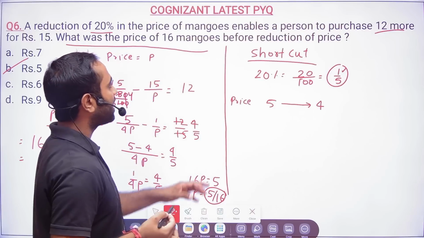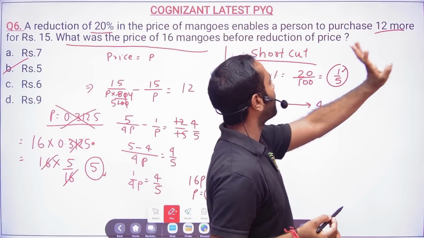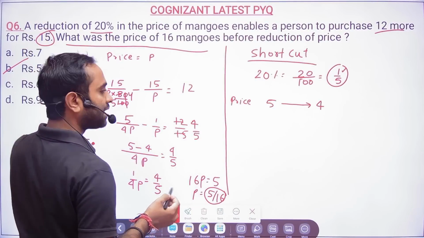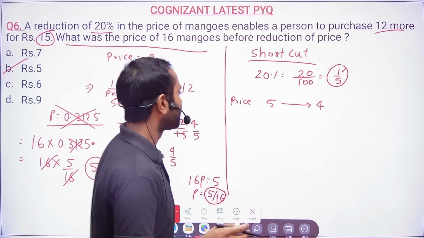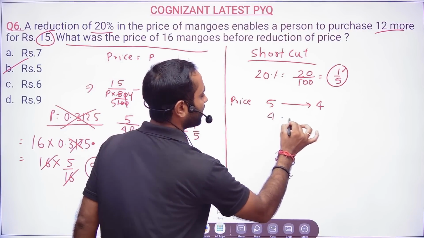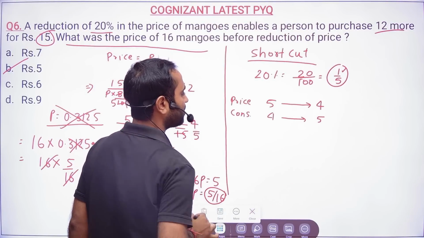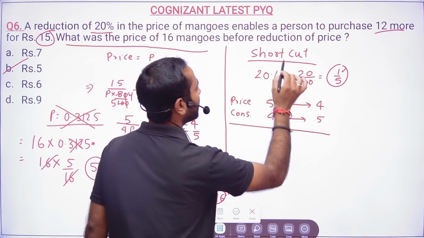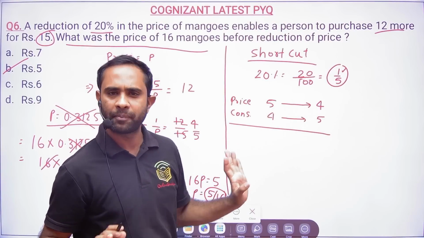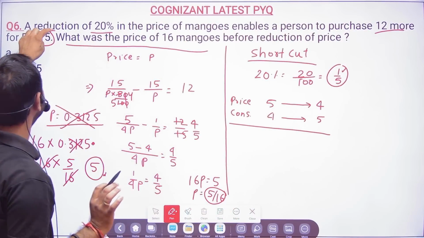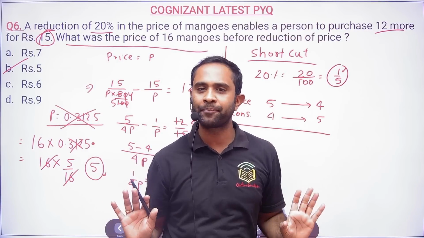Now, friends, they are telling a reduction of 20% in the price of mangoes enables a person to purchase 12 more for rupees 15. That means the total expenditure of 15 rupees is not changing. So this is price and this is consumption. Because they are clearly telling that 15 rupees is not changing, the price is reduced, so you will be increasing your consumption because you have to spend rupees 15. Whatever you are going to spend will be fixed only.